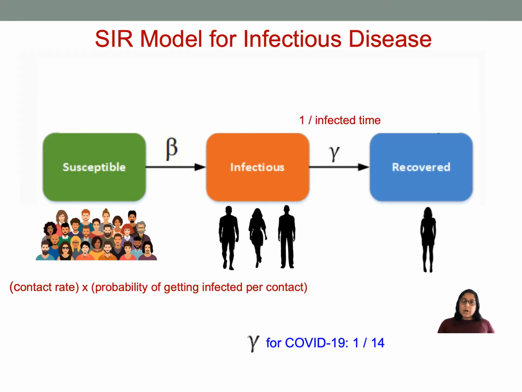Now, this gamma term, meaning the rate at which you go from infectious to recovered, is defined as 1 over the number of days that the infection lasts. For COVID-19, on average, you're infected for about 14 days. You might still feel sick for longer, but the virus is detectable and you could possibly transmit it for about 14 days, meaning the virus levels are high enough that you could pass it on to somebody else. So then gamma would be 1 over 14.